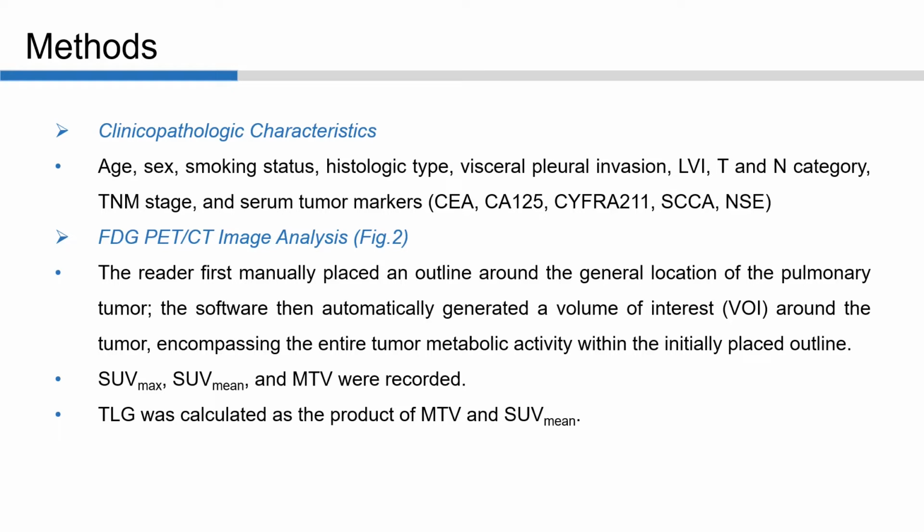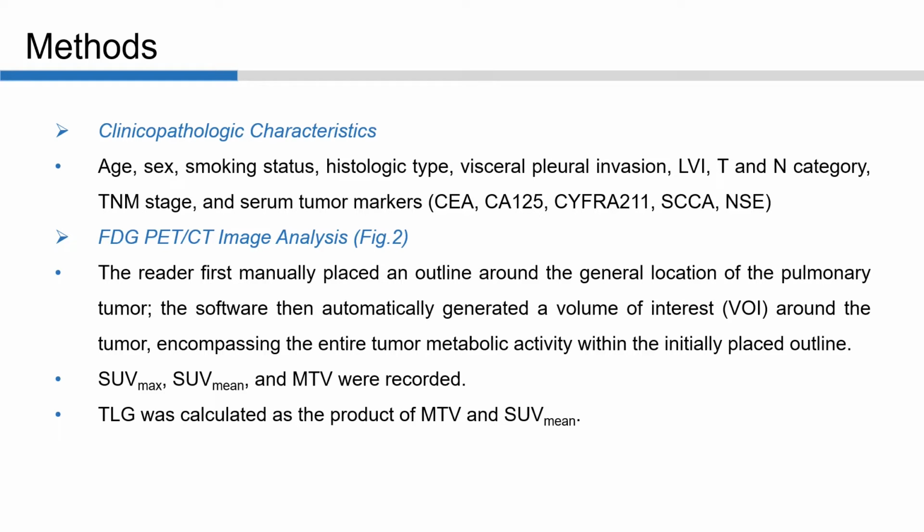For the FDG PET CT and image analysis, 2 nuclear medicine physicians independently reviewed PET CT images. The first reader manually placed an outline around the general location of the pulmonary tumor according to PET or fused PET CT images. Then the workstation automatically generates a VOI around the tumor, encompassing the entire tumor metabolic activity within the initially placed outline. SUV max was recorded as the largest value and SUV mean as the mean value within the VOI.